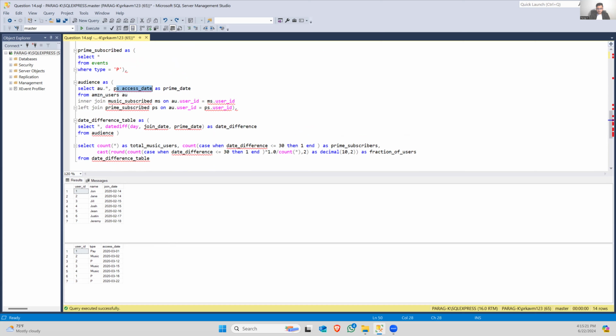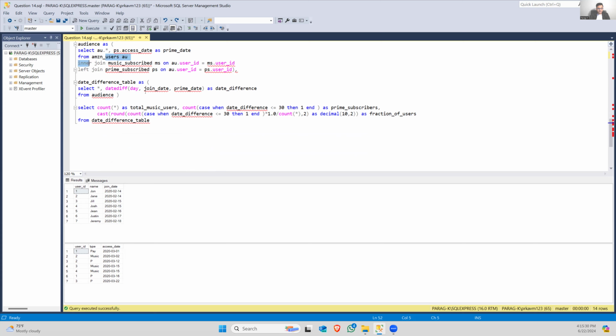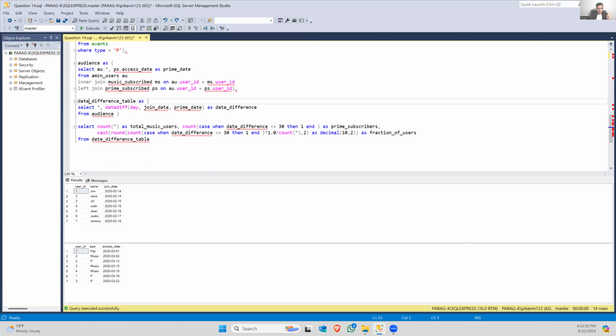And I want the PS access date. So I want only these dates, 2023 and this one, these dates. Okay, and these are quite important. Inner join and FI.